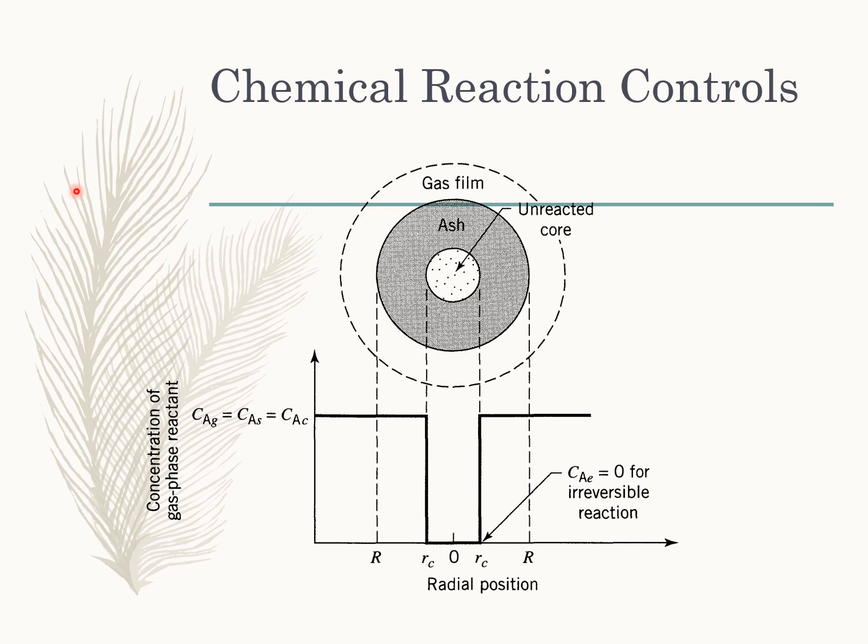Now for the chemical reaction control, so I think now you got used to it. You must predict that the concentration gradient will be along the unreacted core in the reaction surface. So you see it's constant, and then whoop, it drops until 0, because from CAG equals CAS equals CAE till 0, because the reaction step is the controlling one.